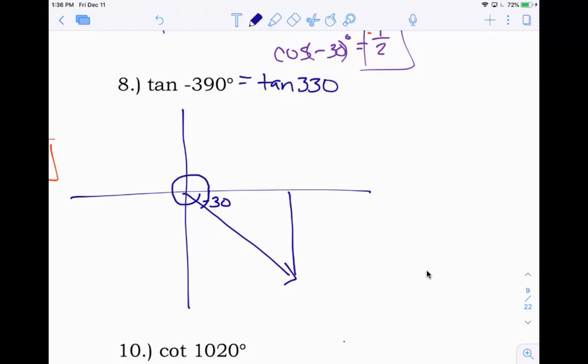Okay, not going to make the same mistake twice. This is going to be across from the 1, but it's negative this time. Root 3 will be positive. Hypotenuse is always positive. So the tangent here would be opposite over hypotenuse, or negative root 3 over 3.